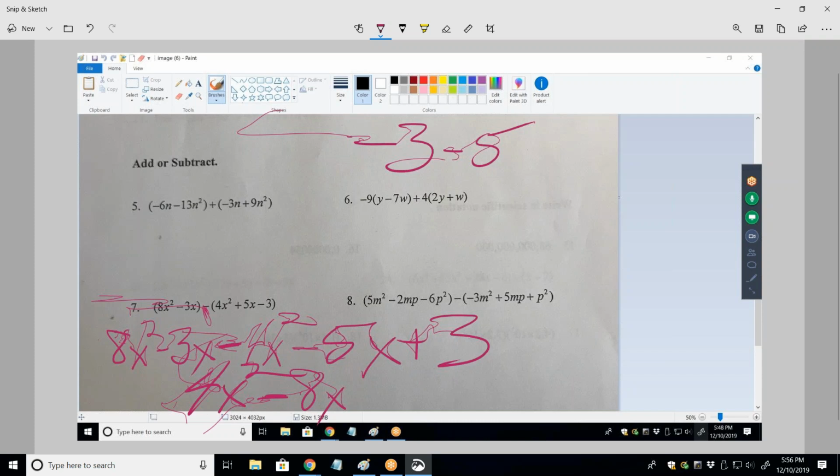Okay, and what's the number? In other words, we have the x squared term, we have the x term. What else do we have? It would just be plus 3 at the end, right? That's the answer right here. 4x squared minus 8x plus 3.